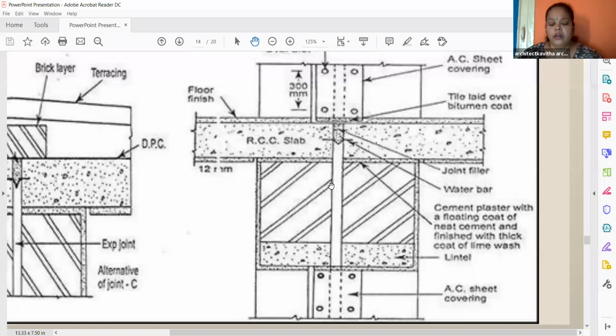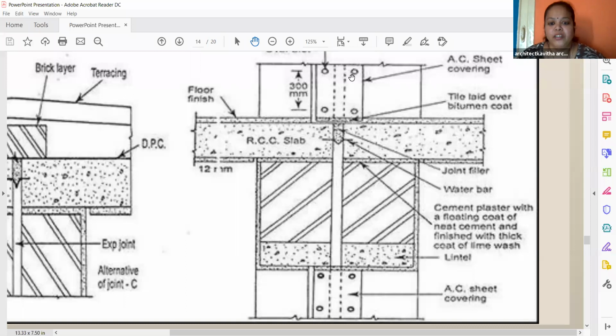If you look at many hospitals or schools where the length of the building is more, you will find this aluminum plate going on the walls also. In fact, even in our college, next to the staff room, we have this kind of expansion joint. When you come back to the college, you can observe it.